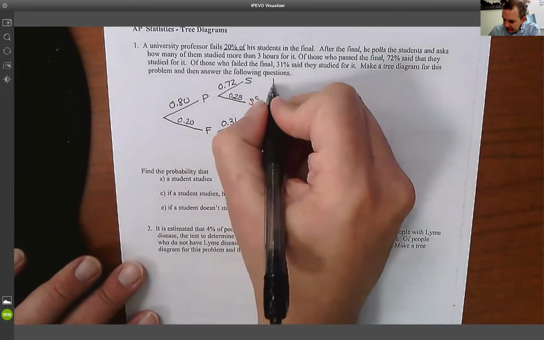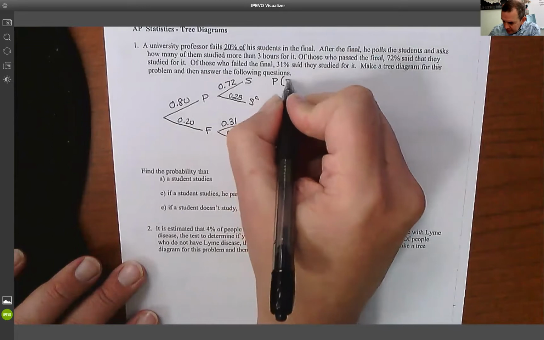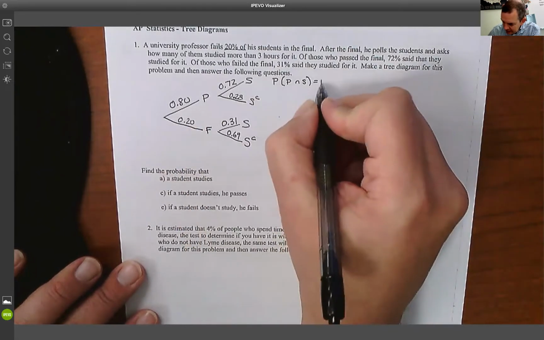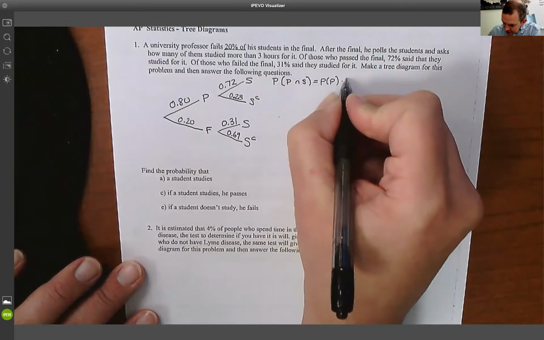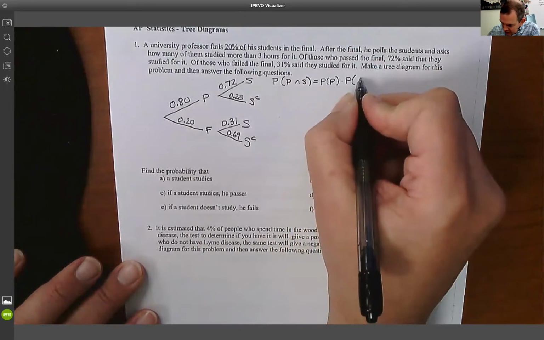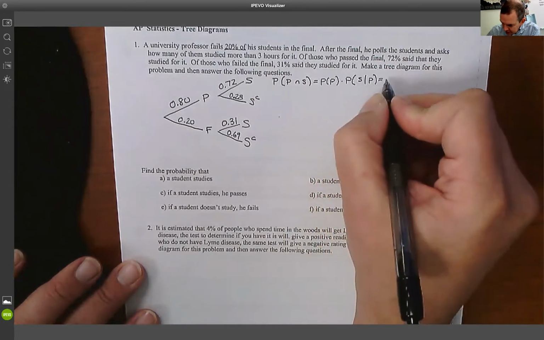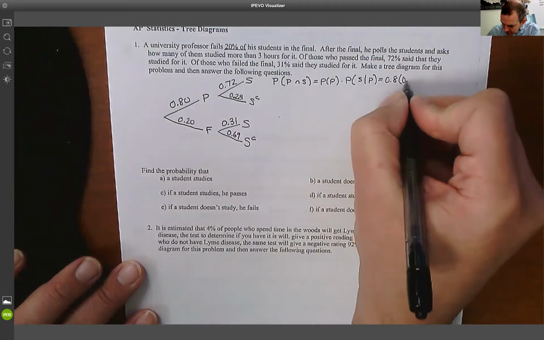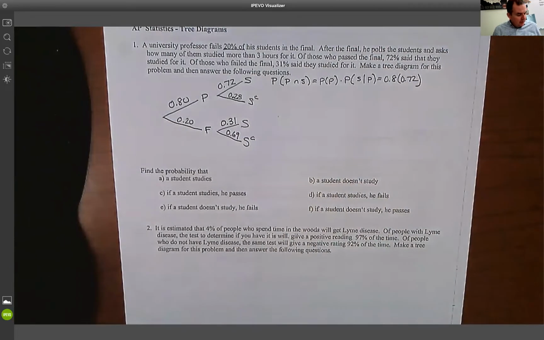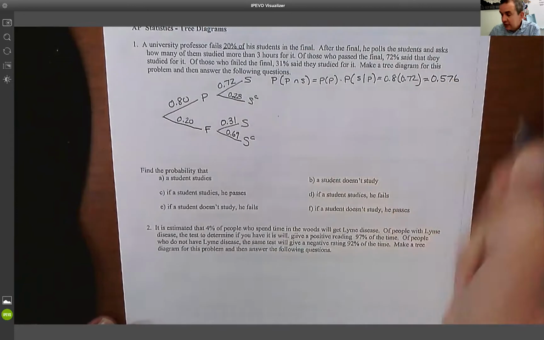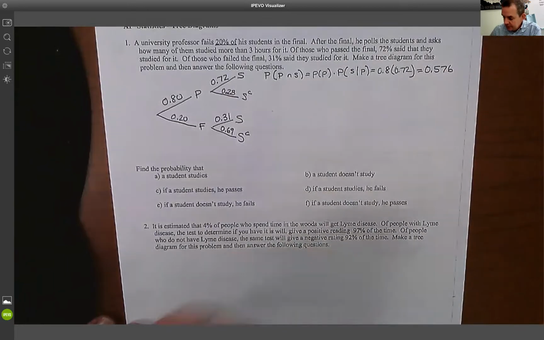And what we can figure out at the end of these is the probability that someone passed and studied. And that's going to be the probability that they passed times the probability that they studied given that they passed. So that's 0.8 times 0.72. And again, all this is going to be calculator exercises, and 0.8 times 0.72 is going to give me 0.576. So that says about 57.6% of the students studied and passed.